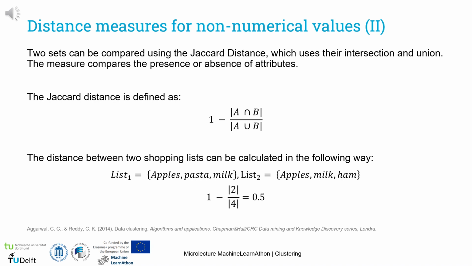This may seem a bit abstract, so I've brought a little example. If we have two lists, like two shopping lists, and person 1 wants to buy apples, pasta, and milk, and person 2 wants to buy apples, milk, and ham. Basically the only difference is that person A wants pasta and person B wants ham instead of pasta. Then you calculate the intersection. The intersection is 2 because both want apples and milk. And the union would be 4, so apples, pasta, milk, and ham. Then you calculate 1 minus 2 divided by 4, and you get the distance of 0.5.